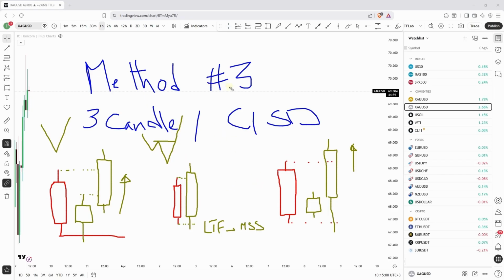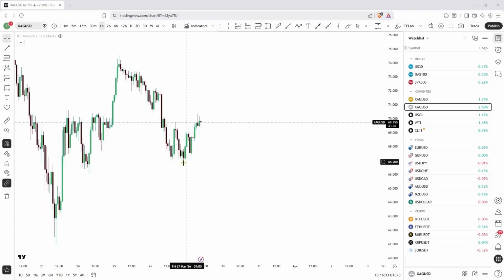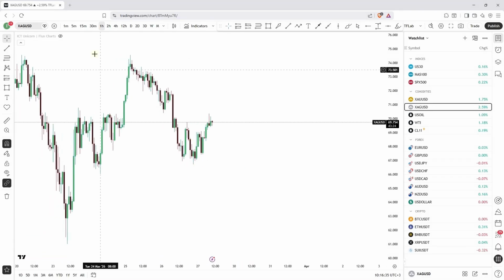All right, that's it for the second method. Let's move on. Let's look at a few similar examples on the chart so you can identify them. Here's an example right here on the chart. We're on the 1 hour silver chart where this has happened. You can see there's liquidity here.